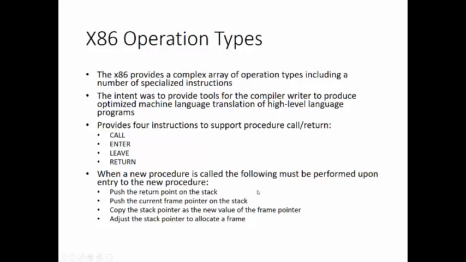When a new procedure is called, the following must be performed upon entry to the new procedure. Push the return point on the stack, push the current frame pointer onto the stack, copy the stack pointer as the new value of the frame pointer, and adjust the stack pointer to allocate the frame.